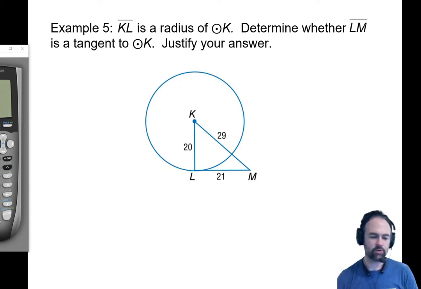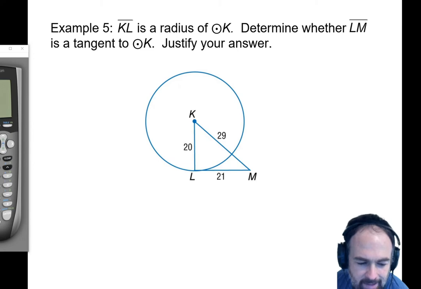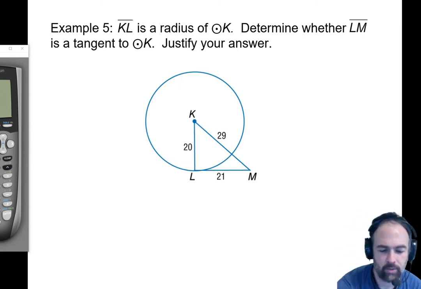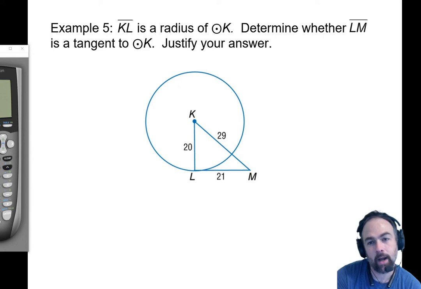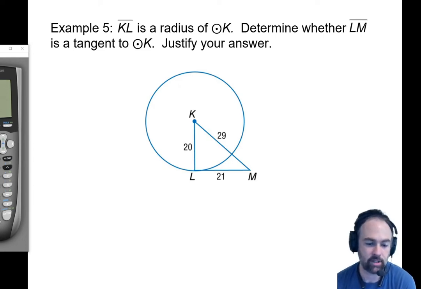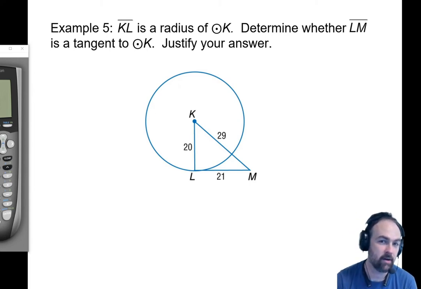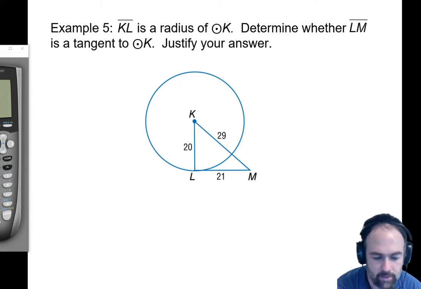All right, so let's say that we have KL. It's a radius to circle K. We want to know whether LM is a tangent. Justify your answer. Now, what we're trying to do here is we got to know, is angle KLM a right angle? Because if it is a right angle, then LM must be tangent. So then the question is, how do I test for a right angle? And if you're thinking in your head the converse of the Pythagorean theorem, then you're right. So what we have to do is we have to test the Pythagorean theorem.